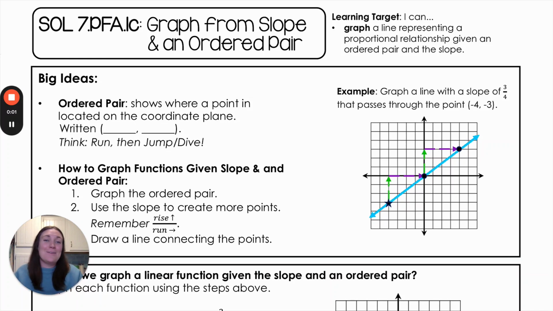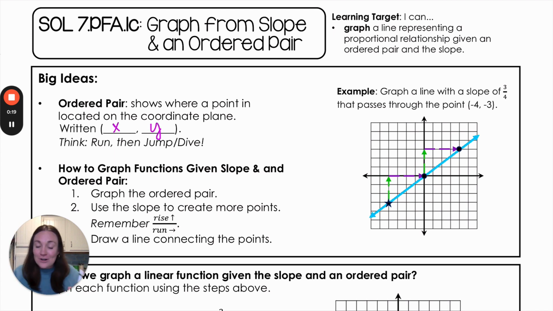Hello everyone, today we are going to practice graphing a function when we are given the slope and an ordered pair that's on the line. Some quick review: an ordered pair is just a fancy way to say a point on the line. It tells us where on the coordinate plane we are. Ordered pairs are always written as x and then y.